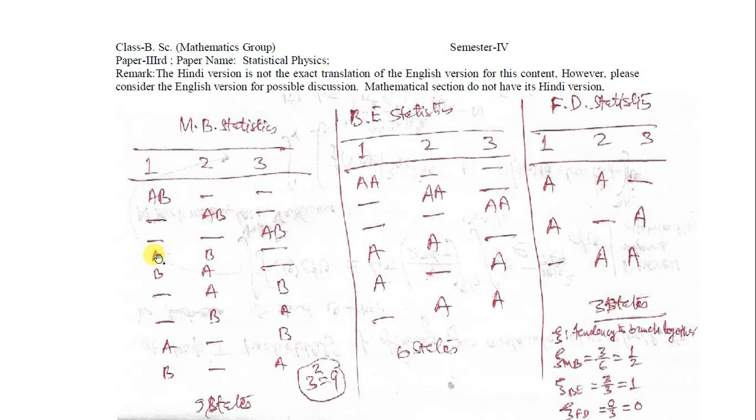Similarly here, AB and BA are distinct states, when A occupies state number 2 and B occupies state number 3. In the other case, state 2 is occupied by the B molecule and state 3 is occupied by the A molecule. So these two are distinct states. According to Maxwell-Boltzmann statistics, you have a total of 9 possibilities, which is nothing but 3 power 2. There are 2 particles placed in 3 states, so the total is 3 power 2, that is 9 possible states.